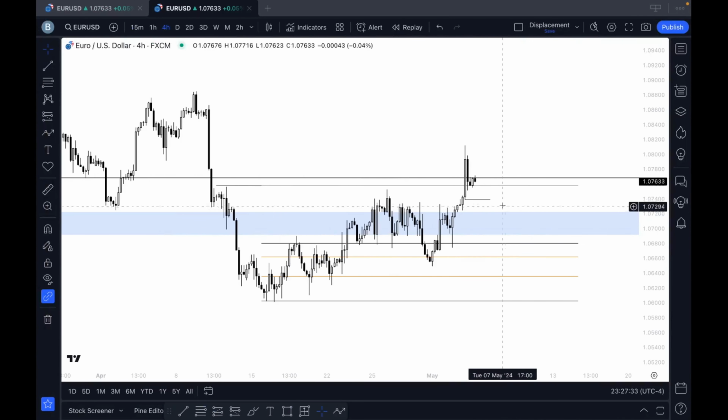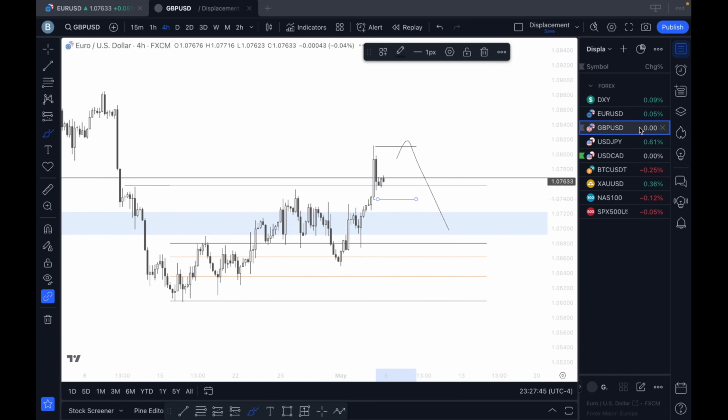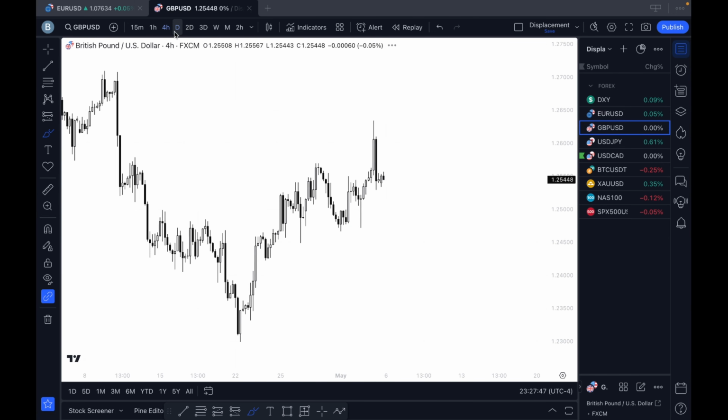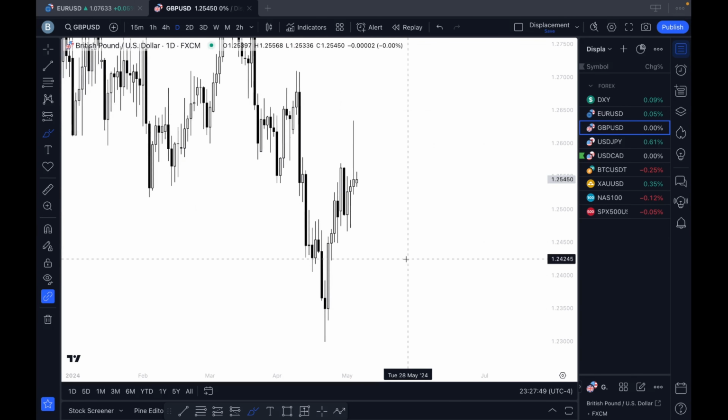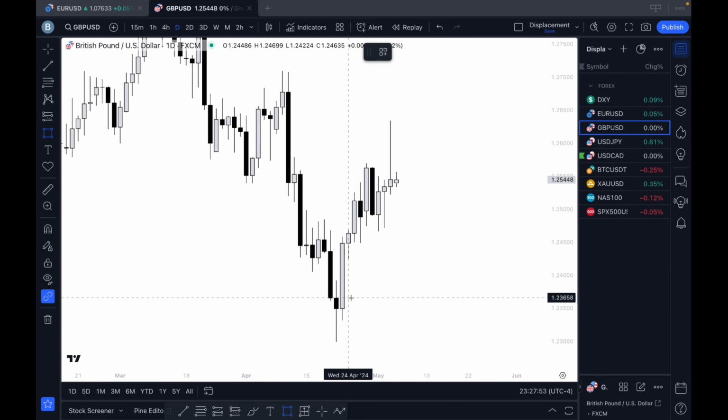So the idea will be the same: price either takes out this high to move lower, or takes out this low to move lower. Now let's come back to GBP USD. GBP USD also looks clean to me. We already formed the order block, so this should be the more aggressive one. The ideal target will be this fair value gap.